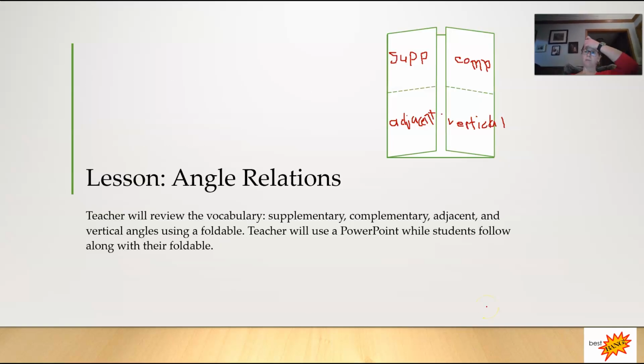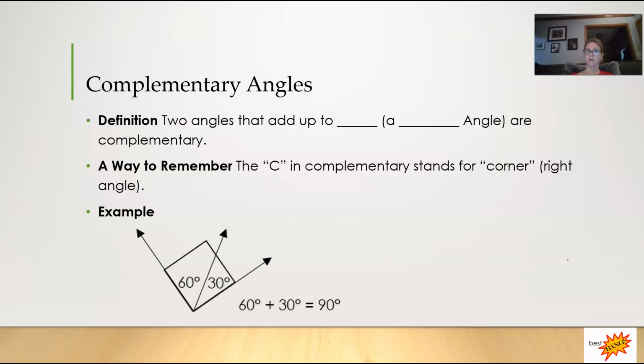So take a minute, pause, write those on the paper. If you don't have a scissors to be able to cut the paper, you can still do this without having the 4 flaps. You'll just have 2, and you'll have supplementary on top and adjacent on bottom, complementary on top, vertical on bottom. Not a big deal. Okay. On the inside, when you first open the complementary, you can put the definition.